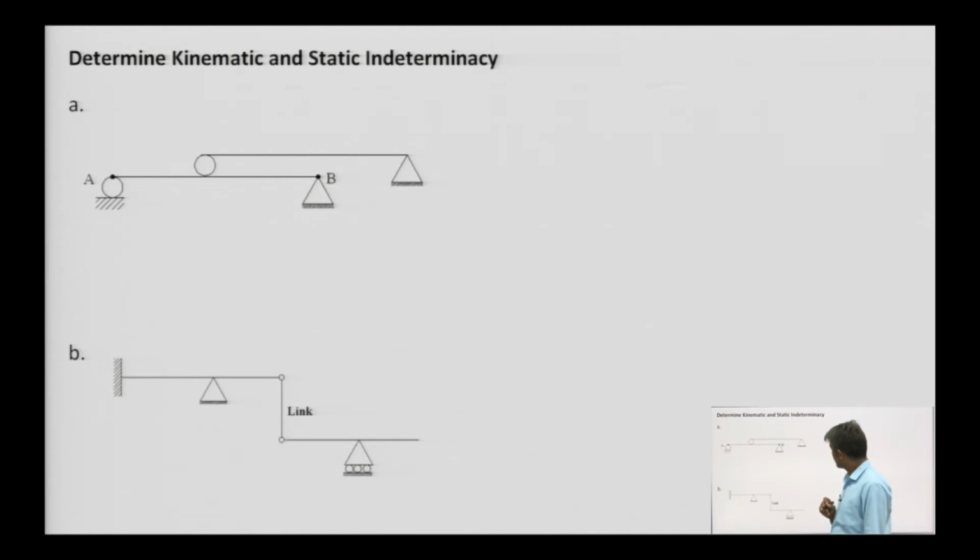In this case, we need to find the kinematic indeterminacy. Let us calculate kinematic indeterminacy first. Let us count the number of joints first of all. How many joints? 1, 2, 3, 4. 4 joints are here.